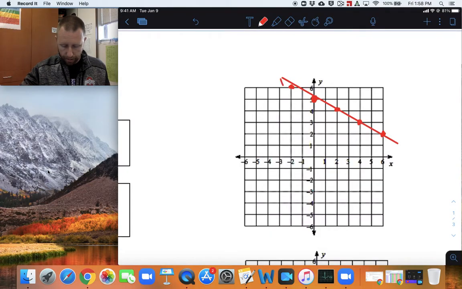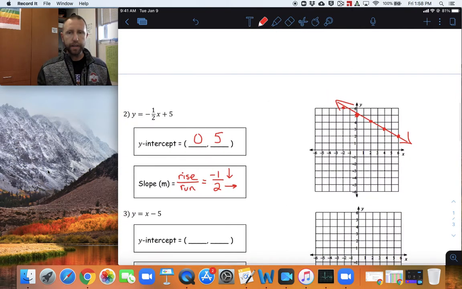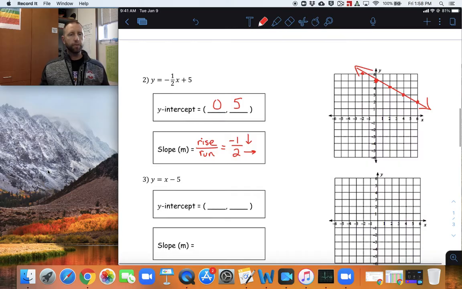Now mine kind of missed that first point. So you see, not even math teachers are perfect. But once you have your points there, just do the best that you can to draw a straight line.